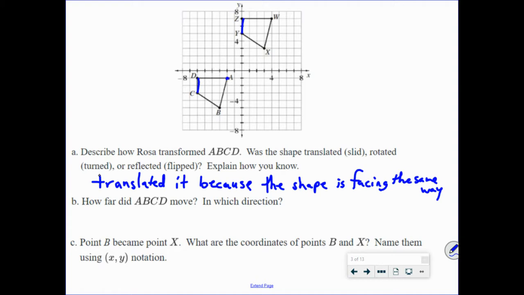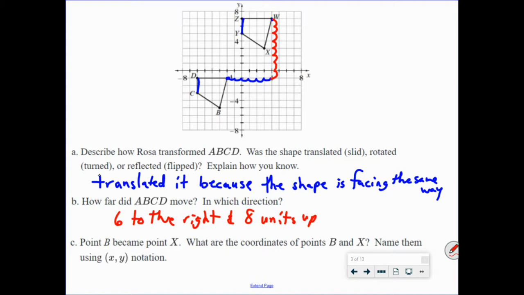So here's what you should have done. You pick a point, like for example, point A. What point on this top figure matches point A, and it should be point W. Now to get there, look what I got to do. I got to move 1, 2, 3, 4, 5, 6 to the right, and then 1, 2, 3, 4, 5, 6, 7, 8 up. So you should have said 6 to the right, and 8 units up. I should have put units. 6 units to the right, and 8 units up. So please make sure you have that.